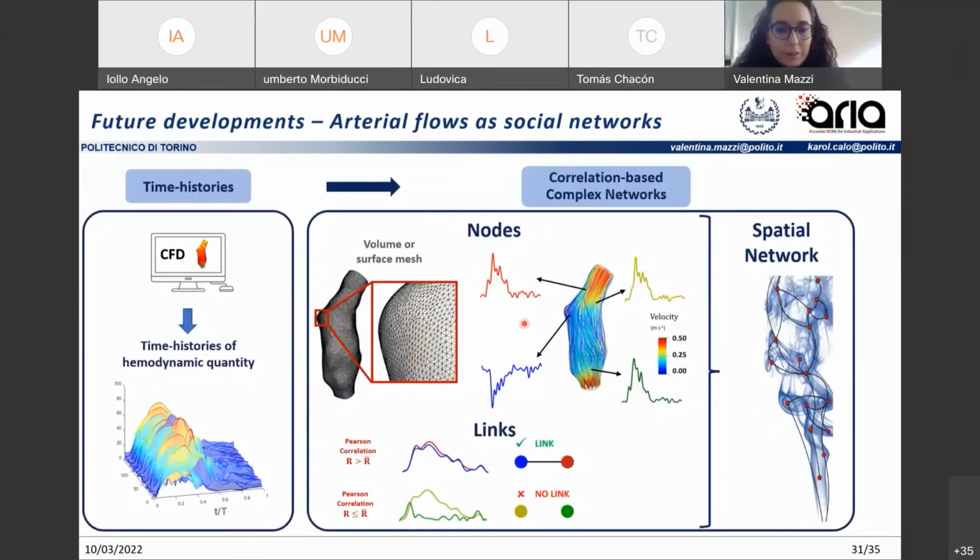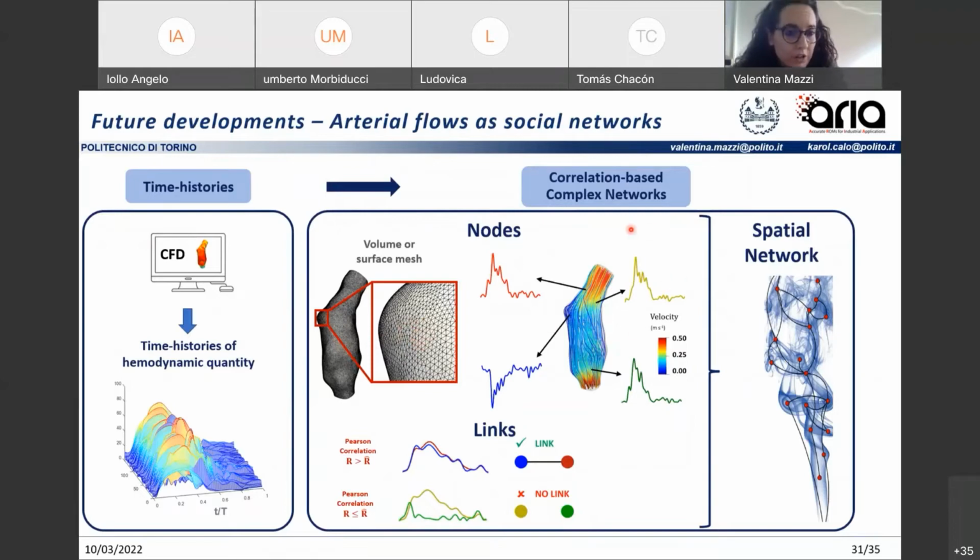So we tried to apply the complex networks approach also to study hemodynamics in abdominal aortic aneurysms. And here I will very briefly show you how these complex networks are built starting from cardiovascular data. First of all, CFD data are used to extract the time histories along the cardiac cycle of a specific hemodynamic quantity, usually velocity-based, defined at each node of the computational mesh.